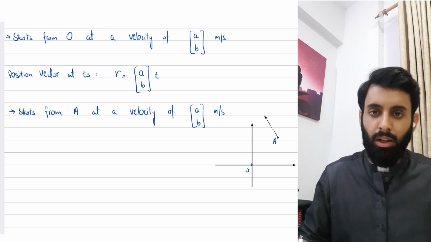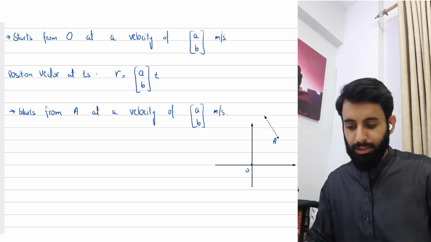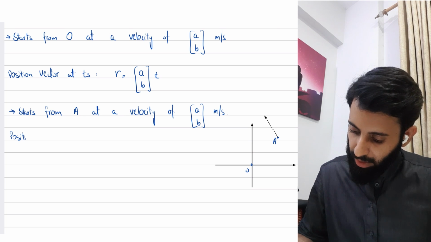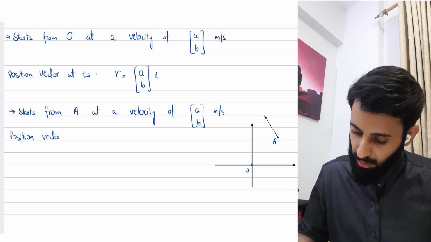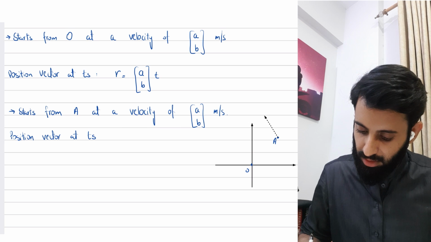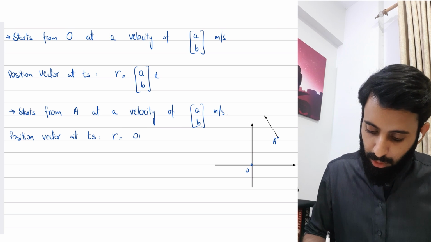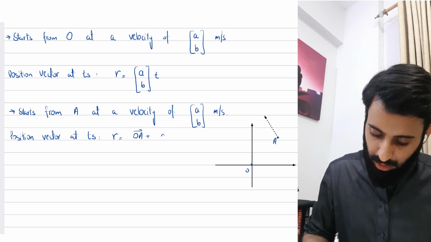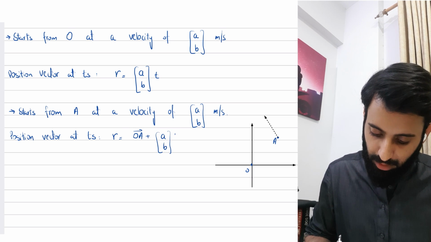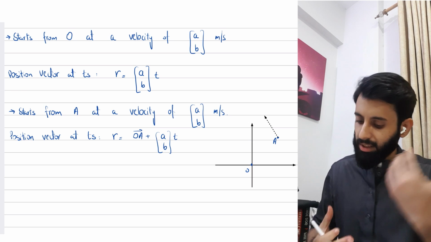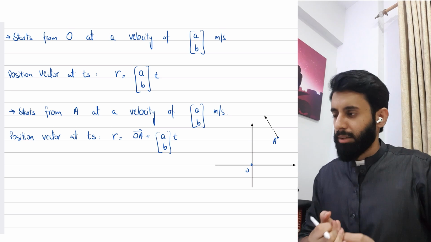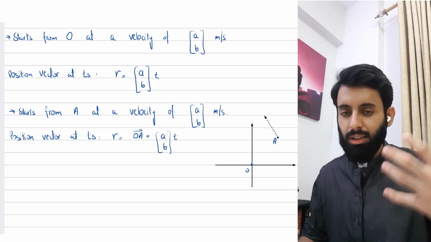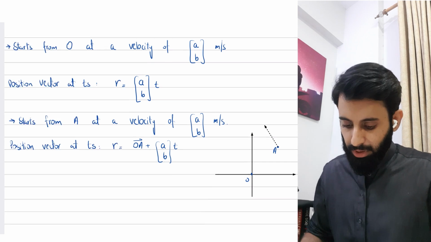So if you want to find out where it is at t seconds, or after t seconds, here's what you will do. The position vector at t seconds will be equal to OA, which is a vector, plus AB, which is its velocity, multiplied by the number of seconds. Now bear in mind that this will not always be seconds. Sometimes it may be minutes. I haven't seen minutes very often, but it could be hours also. So remember that even though I'm writing t seconds here, it could also be t hours. This is something you need to know.